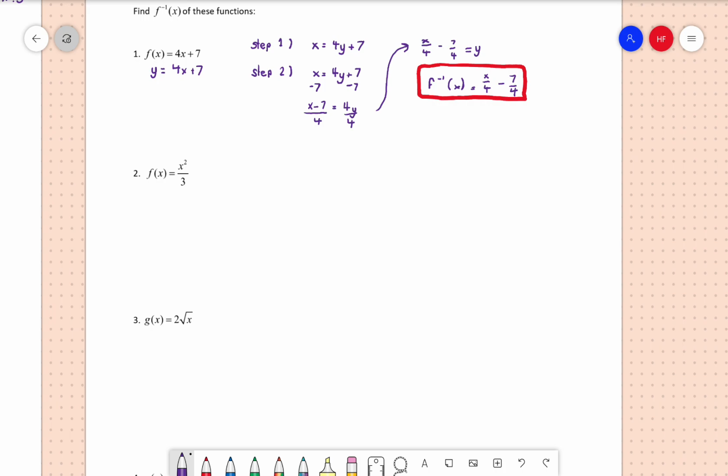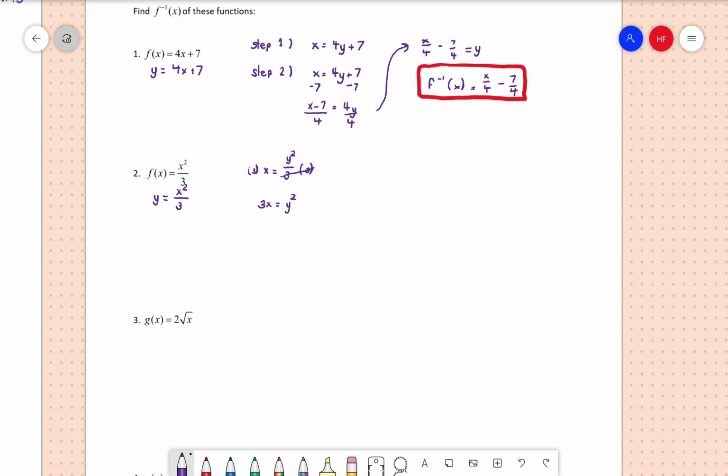Same two steps. We're going to switch the x and the y. So I'm going to rewrite this as y equals x squared over 3. And then step 1 is to switch those. So x equals y squared over 3. And I need to solve for y. I need to get this y that's on top all the way to this side. So the first thing I want to do is get rid of this 3. So I'm going to multiply both sides by 3. The opposite of dividing by 3 is multiplying by 3. I've got 3x equals y squared, because these two will cancel.